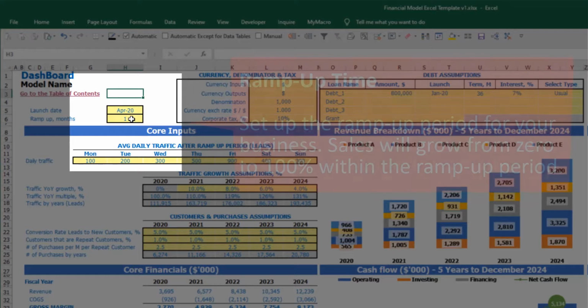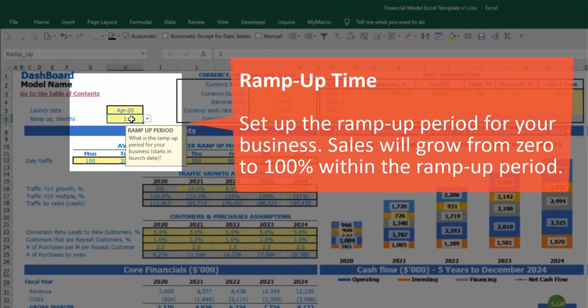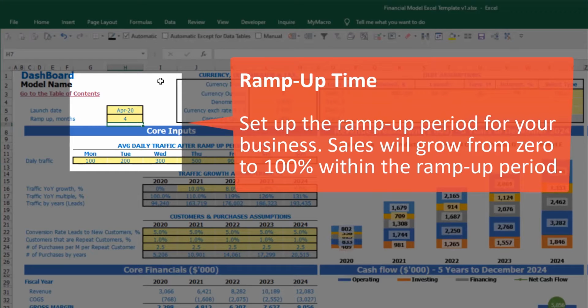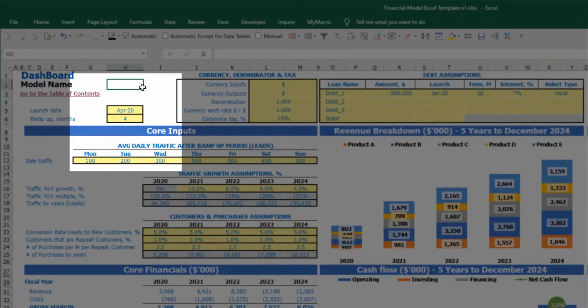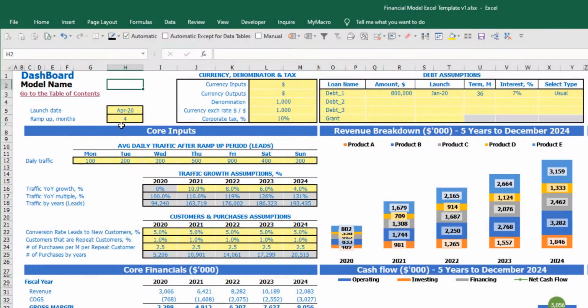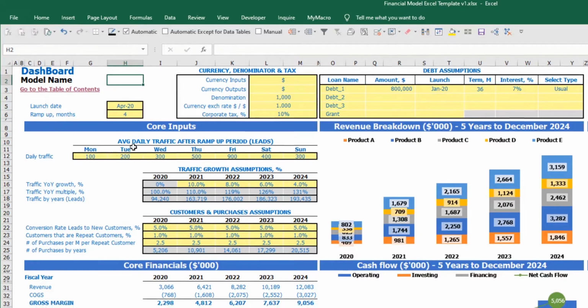You have also ramp-up months. During this period your business will grow. If I will input, for example, 4 months, this means that for the first month it will be 25%, for the second month it will be 50%, then 75%, and starting from month number 4 and going forward it will be 100% of your total capacity.